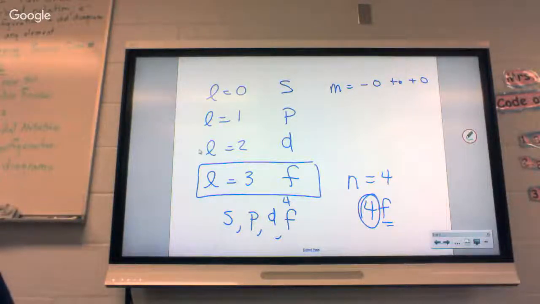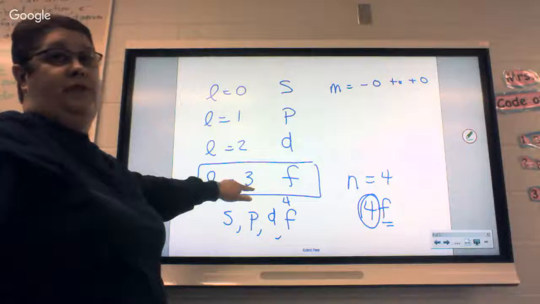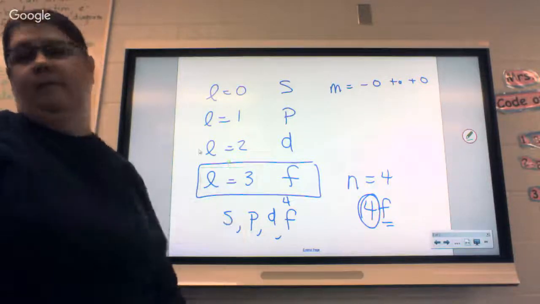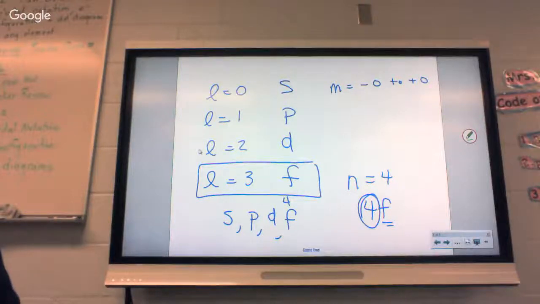Okay. Are we okay on that or no? Remember, what's the value of F? F is 3, right? So you'd have to say minus 3 to positive 3. All right. The value of the spin? How many electrons can F have? And if you know you go from minus 2 to positive 2, what's the value of N? 3.